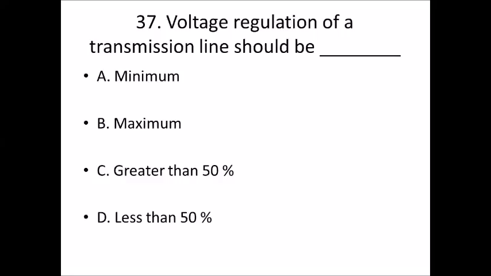37th bit. Voltage regulation of a transmission line should be dash. Option A, minimum. Option B, maximum. Option C, greater than 50%. Option D, less than 50%. Answer guess cheyandi. Answer option A, minimum.